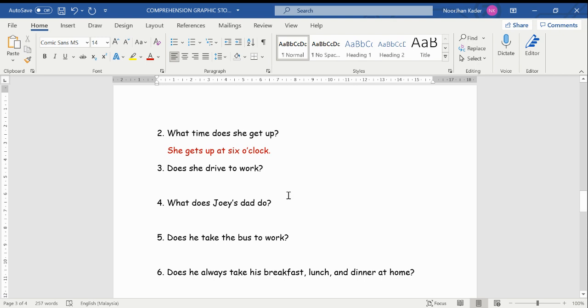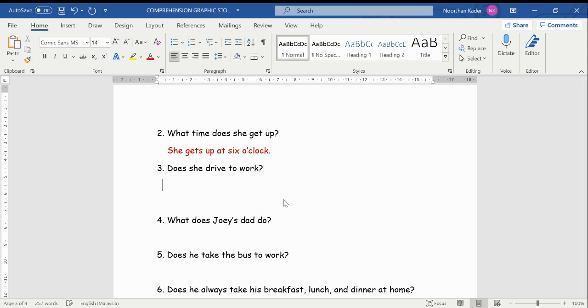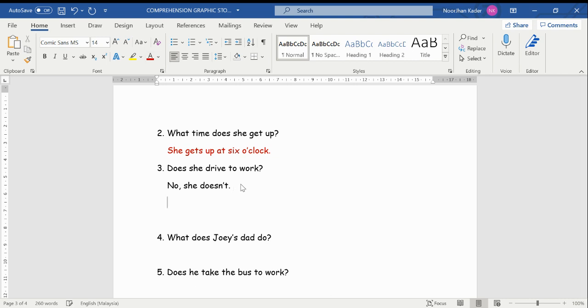So how are you going to write here? Because we have to refute the sentence. This question is asking whether she drives to work or not, so you have to refute it. You have to answer in a way that refutes the statement. It has to be no, she doesn't. No, she doesn't. What does she do?